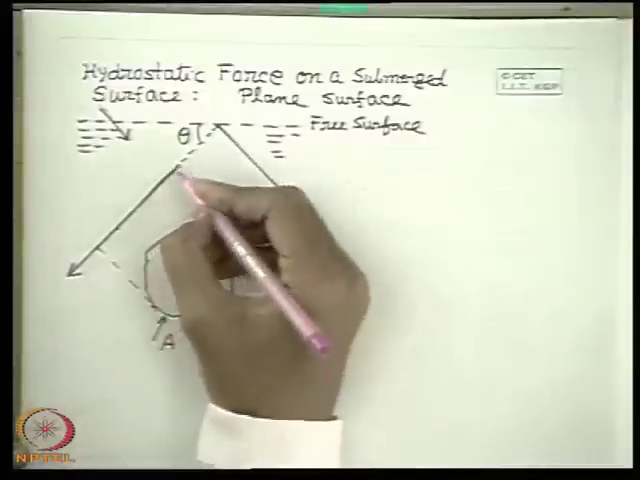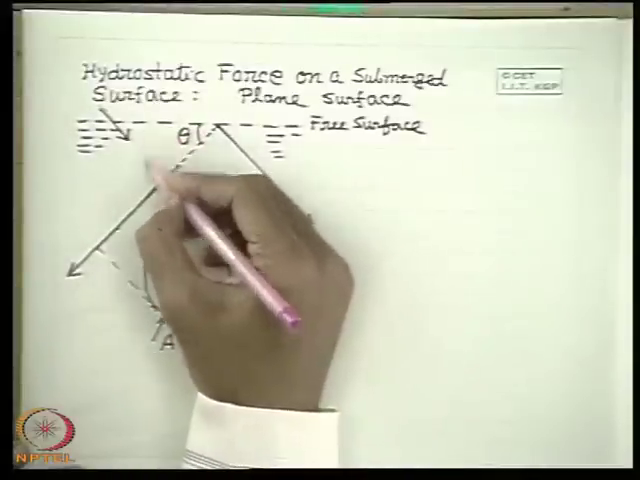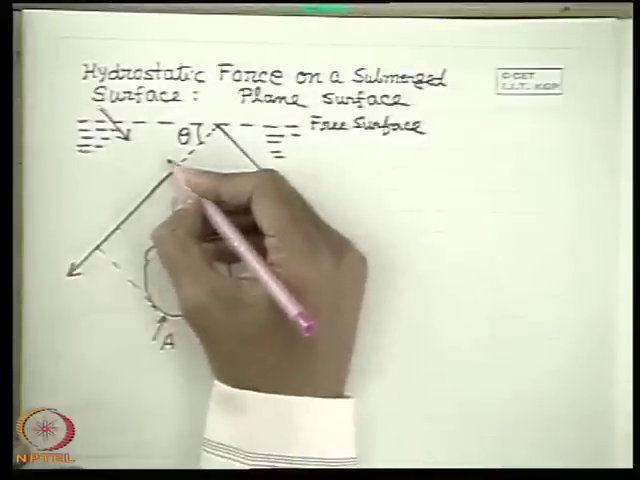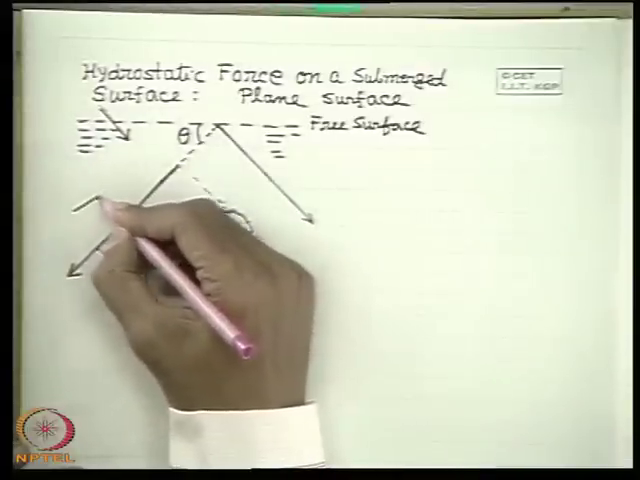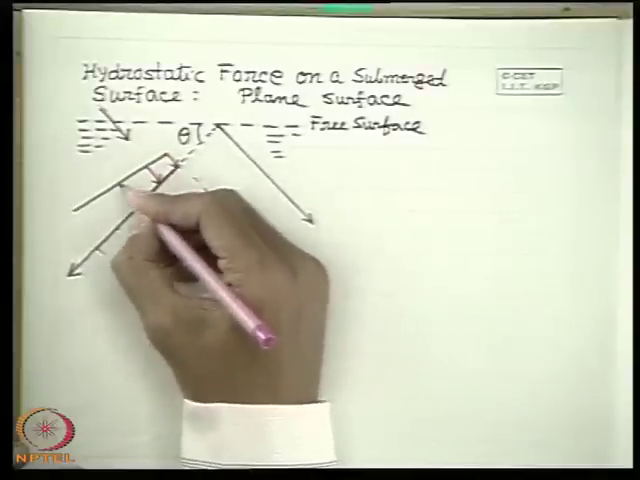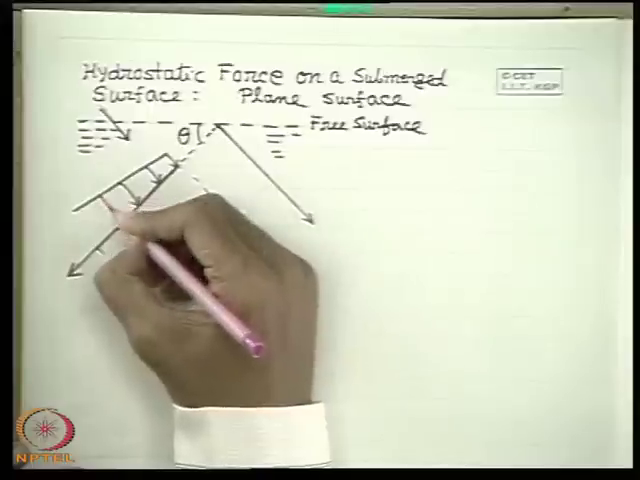Now, as you know, the pressure varies linearly with h in an incompressible fluid, if it is a liquid. So there will be a variation of pressure like this. That means the pressure force will act on the surface like this.